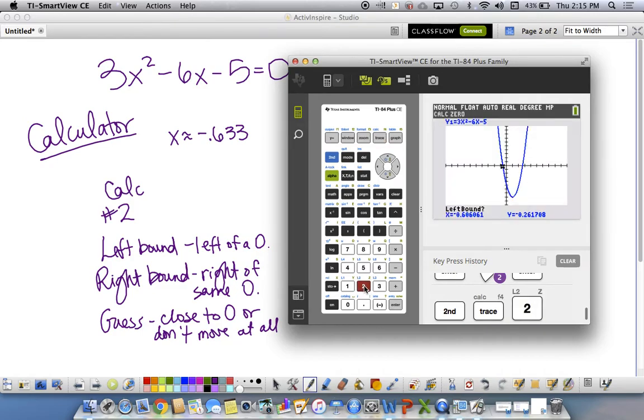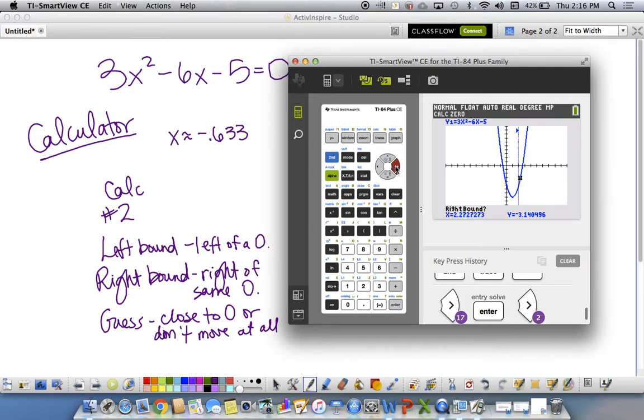I'm going to hit the number 2. Left bound now, I've got to go to this other 0. So I'm going to move my cursor to the right. Sometimes you actually have to find your cursor. Keep hitting right or left, and you can look at your x and y values to show where it's going to be. Okay, left bound, am I to the left of this 0? Yes, I am. Mine puts this little line there. They don't all do that.